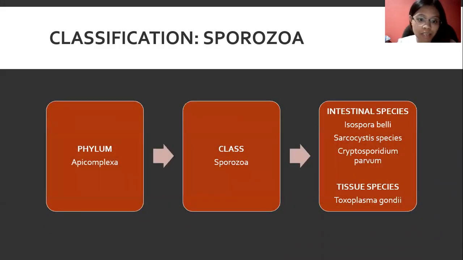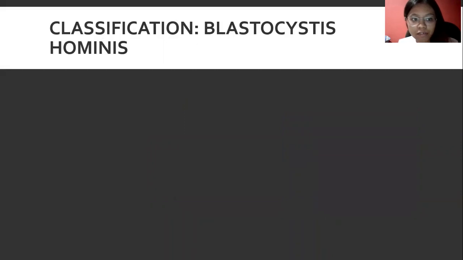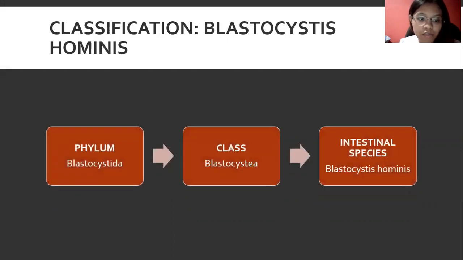Next classification, we have the Sporozoa. From phylum Apicomplexa as Sporozoa, we have three intestinal species and one tissue species. For intestinal species, we have the Isospora belli, the Sarcocystis species, and the Cryptosporidium parvum. And for tissue species, we have the Toxoplasma gondii. And for our last classification, we have the Blastocystis hominis. From the phylum Blastocystida, class Blastocystea, we now call the intestinal species the Blastocystis hominis.